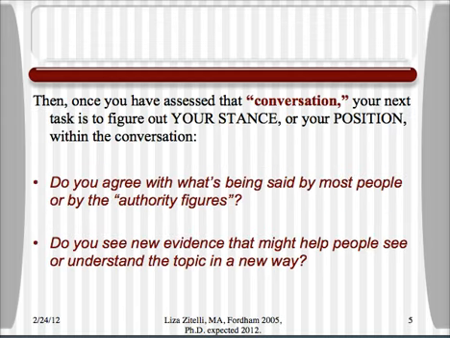Then, once you've assessed the conversation, your next task is to figure out your stance or your position within the conversation. Do you agree with what's being said? Do you see new evidence that might help people see or understand the topic in a new way?